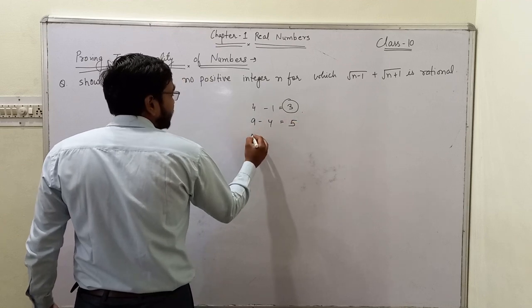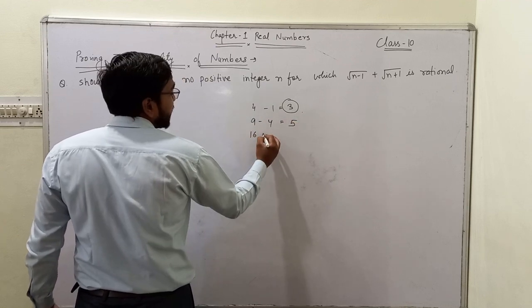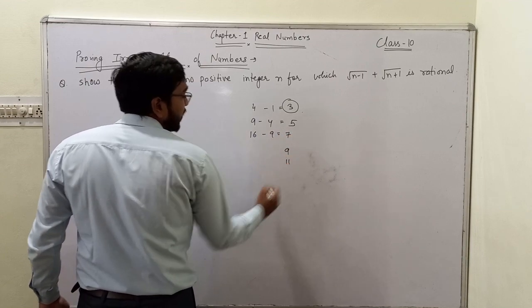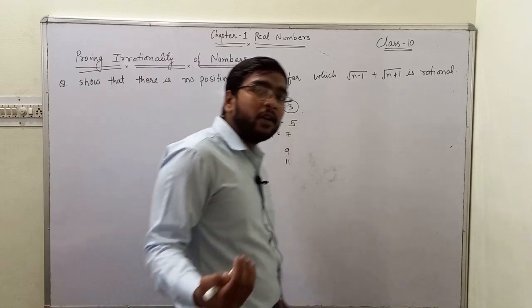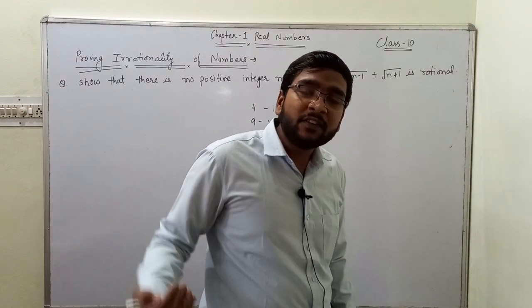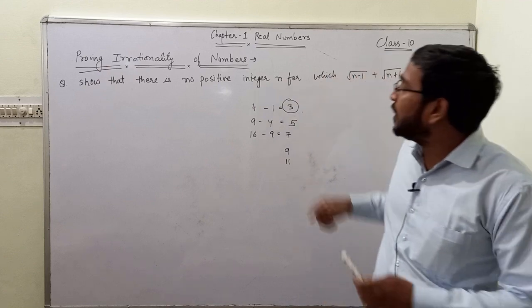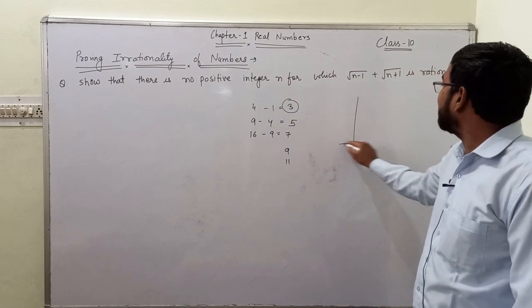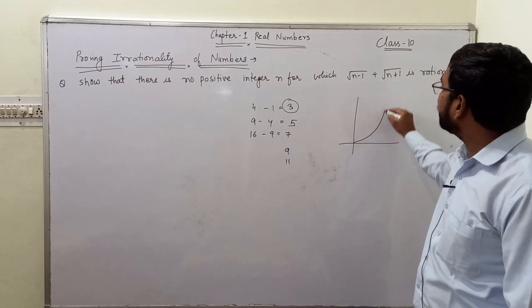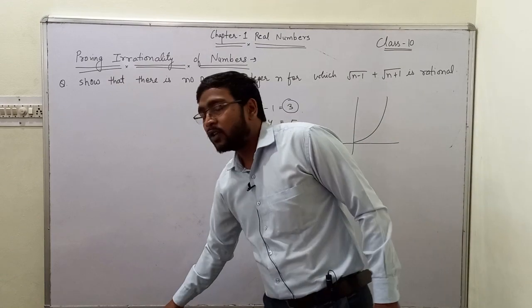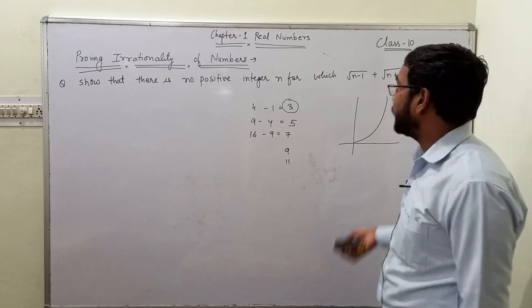If I subtract the next perfect square, that is 16 from 9, the result will be 7. Then again it will be 9, then again it will be 11. It will increase by 2, that is successive odd integers. Okay, so this gap will successively increase. So I can represent this gap as an exponential graph. Okay, so two perfect squares should at least differ by 3.